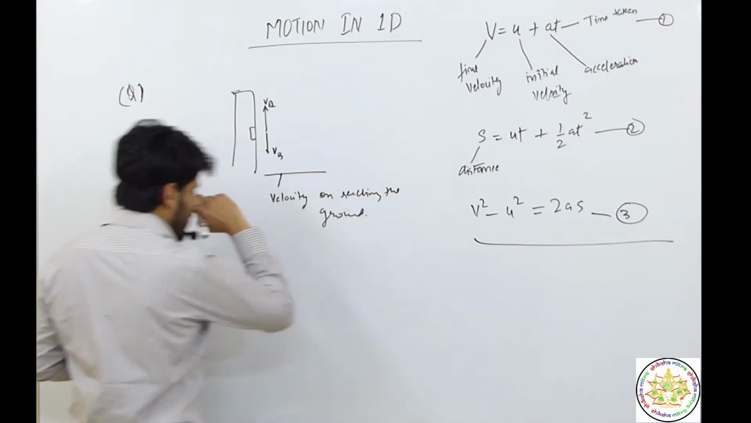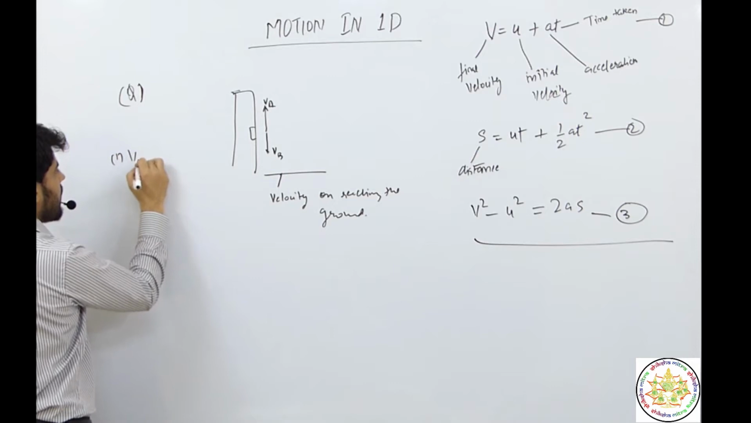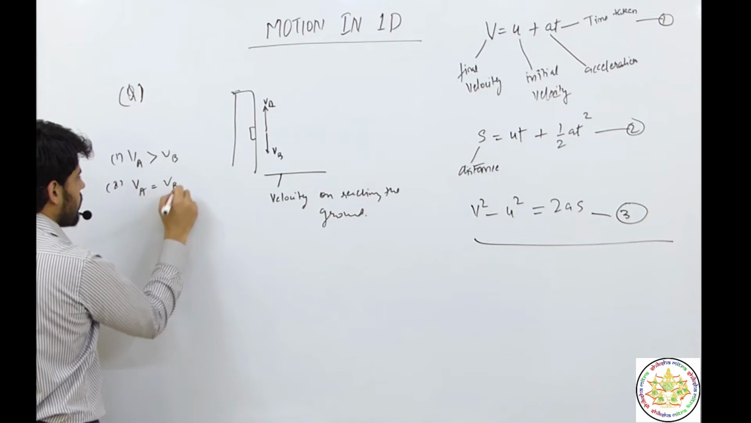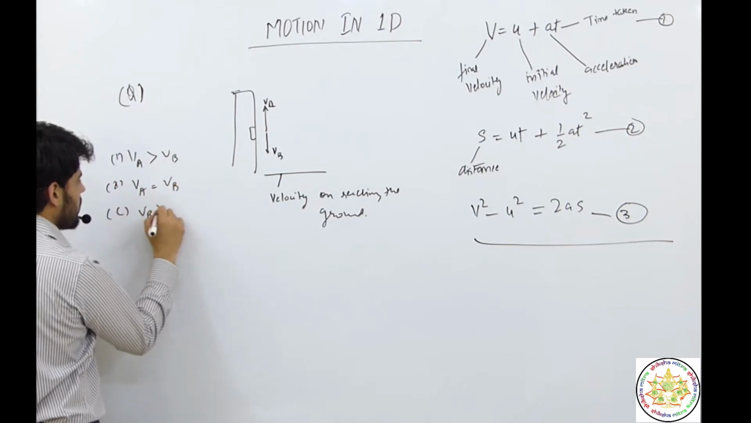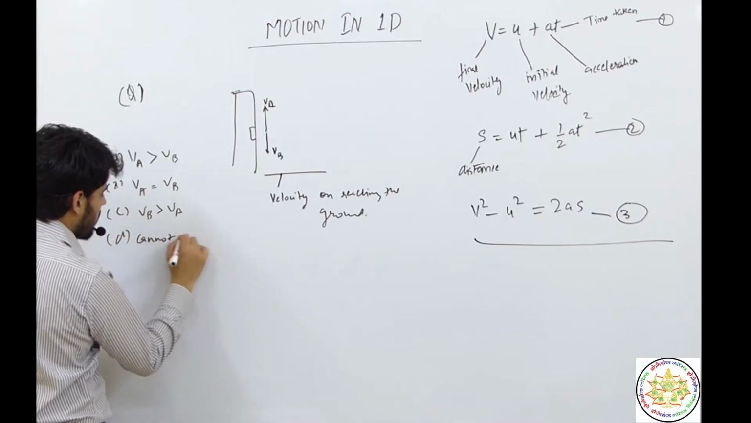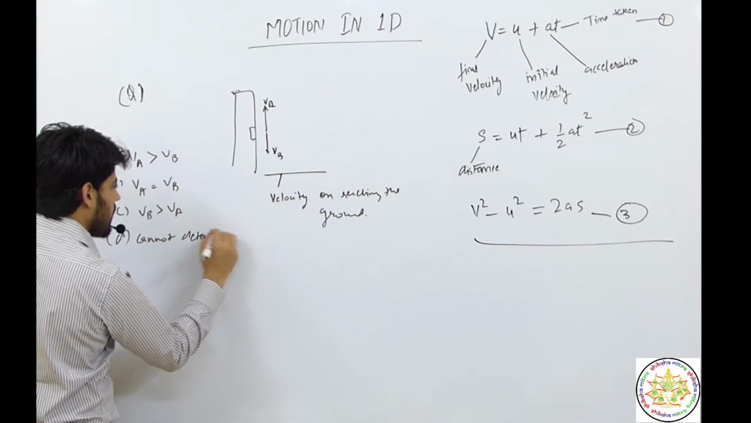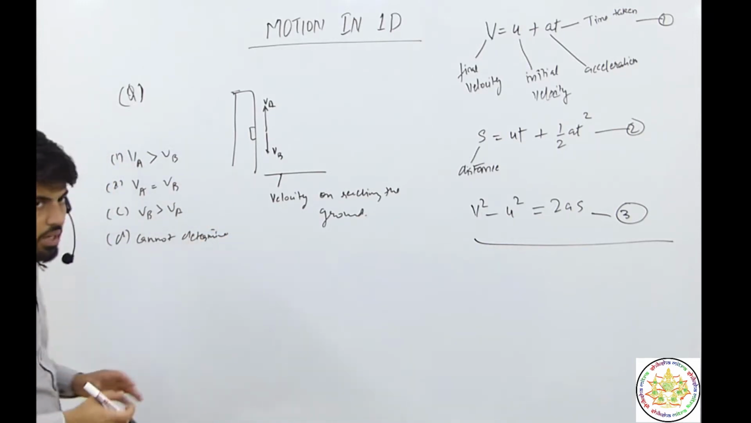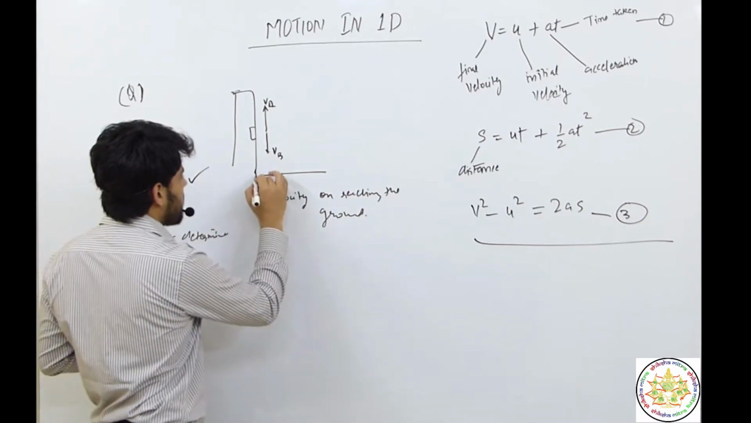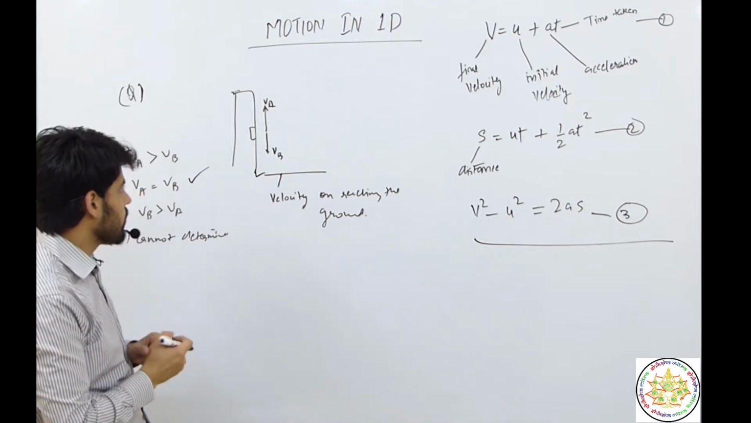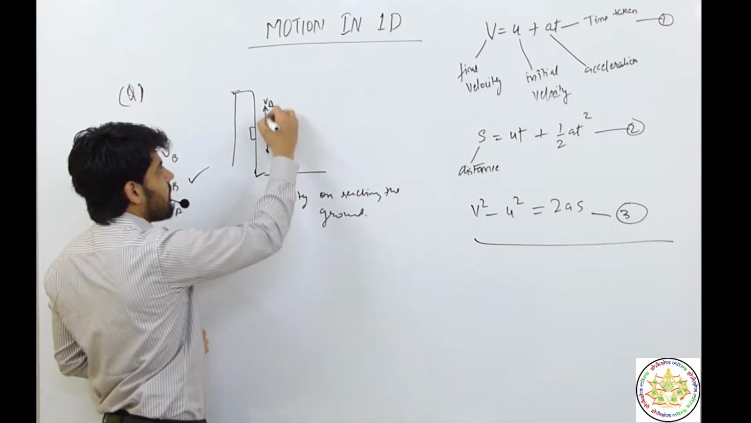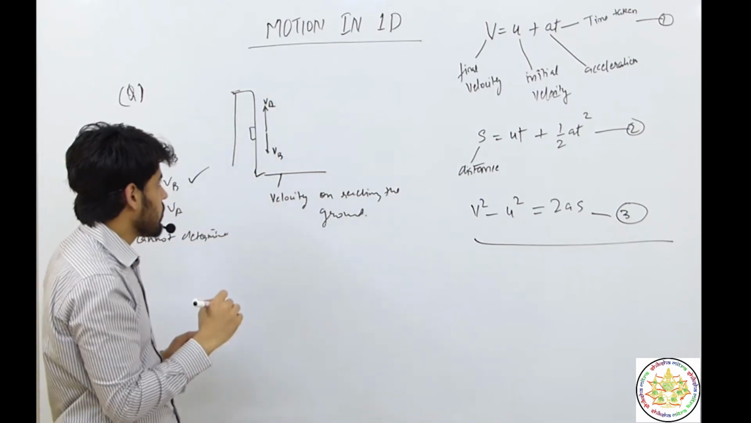The options will be given, like suppose VA is greater than VB, VA is equal to VB, VB is greater than VA, and cannot determine. So what will be the answer? The answer is definitely VA equals VB. Why is it happening? Many students in a hurry will take VA greater than VB because it is thrown upward and so it will gain some velocity. But it is not correct.